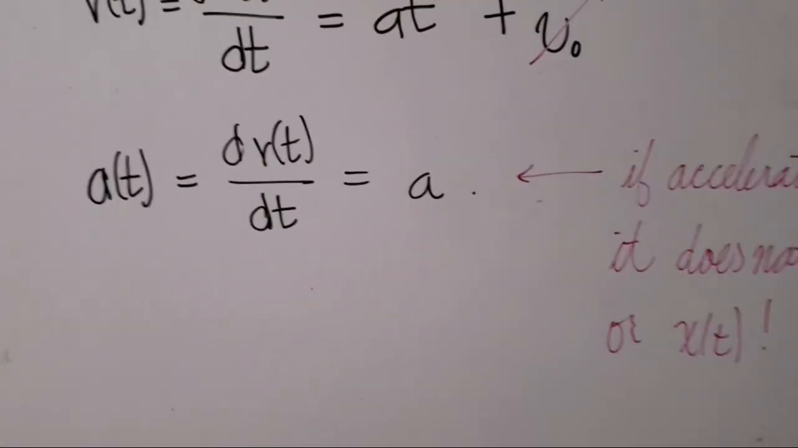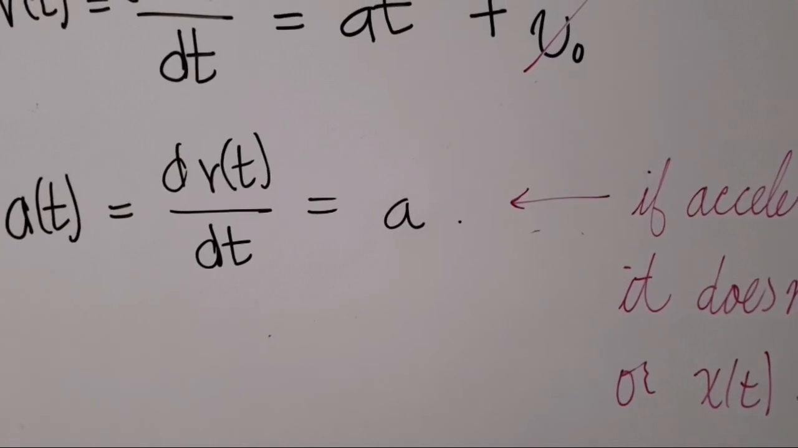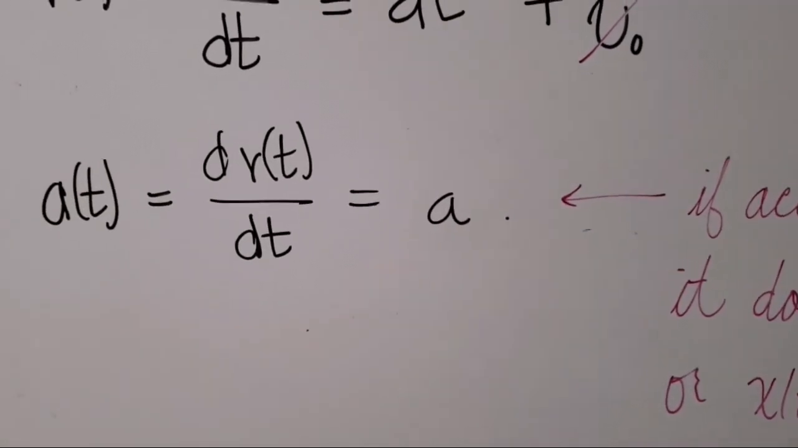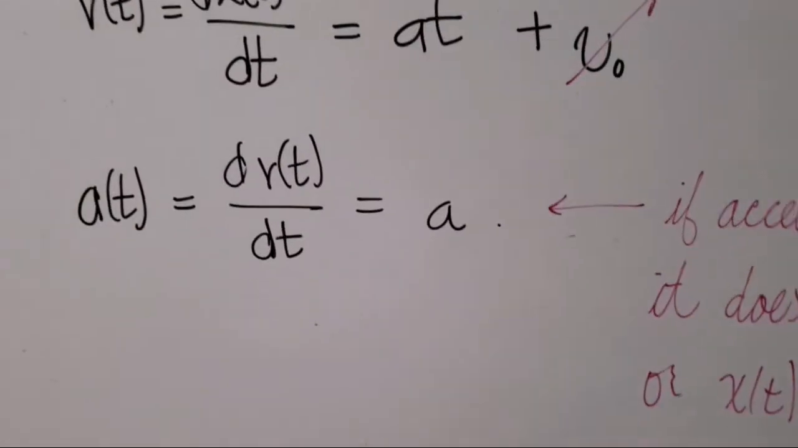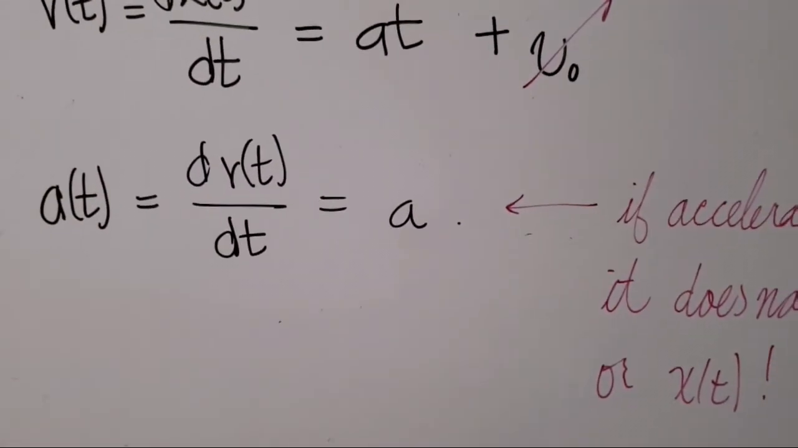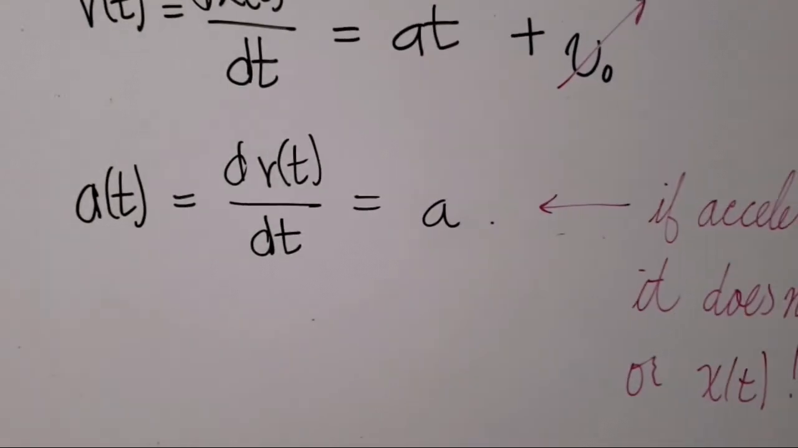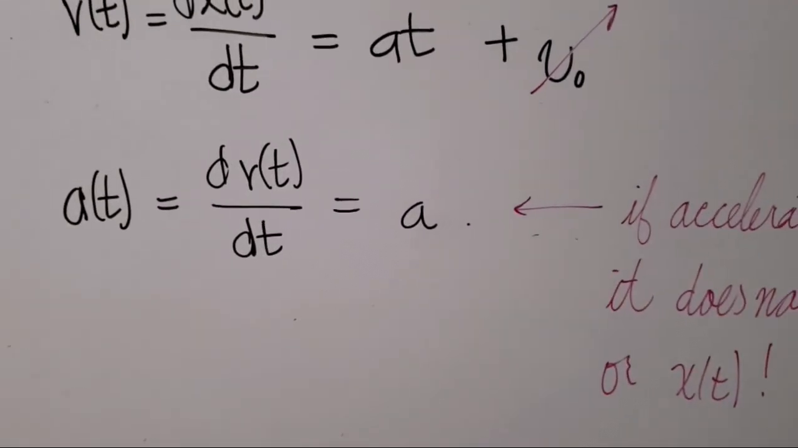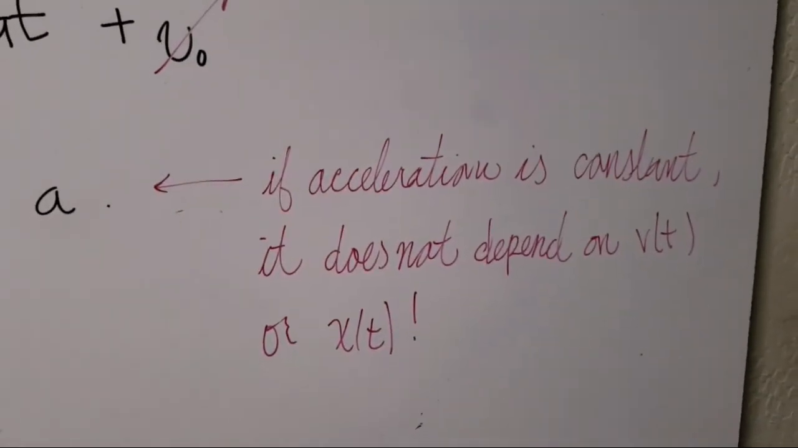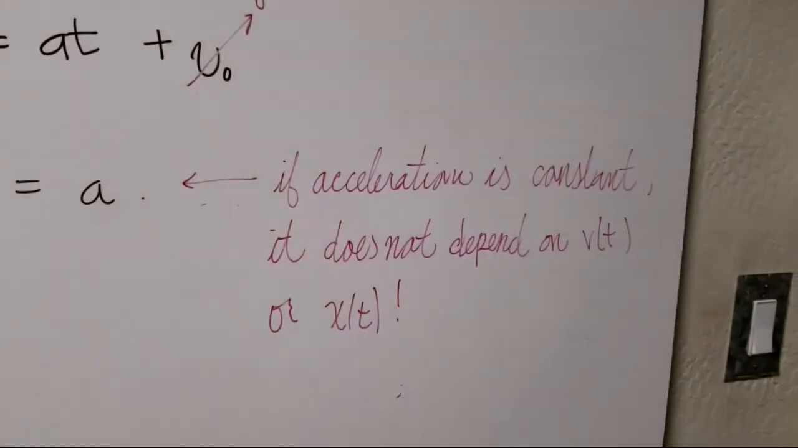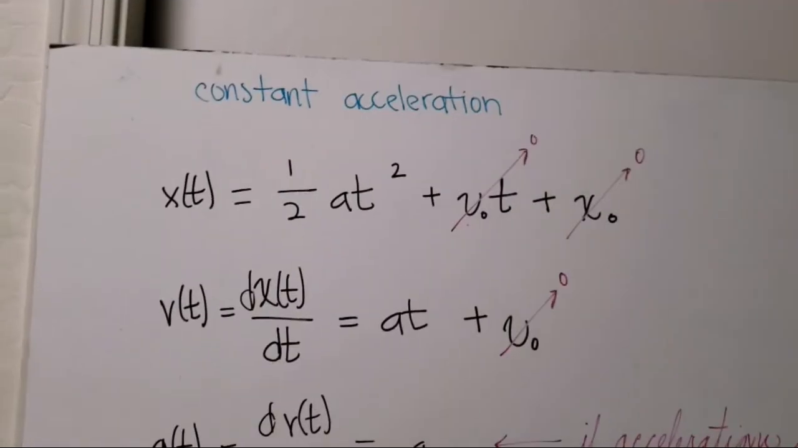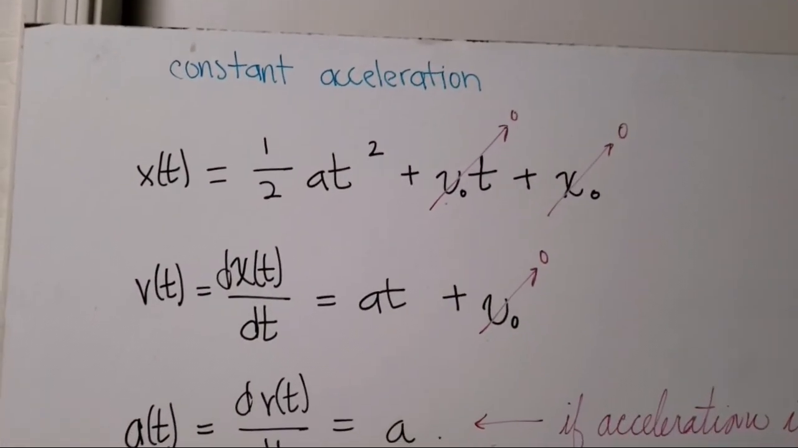This one's acceleration, and as we discussed before, that's just the derivative of the velocity function with respect to t. Now, as you can see, by taking the derivative of this one using the power rule, we simply get a, acceleration. No matter what t is, acceleration is always going to be constant. Now, if acceleration is constant, it does not depend on the velocity function or the position function. That's very important, so remember that. This is for constant acceleration.